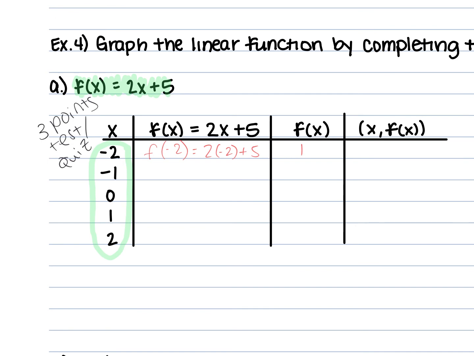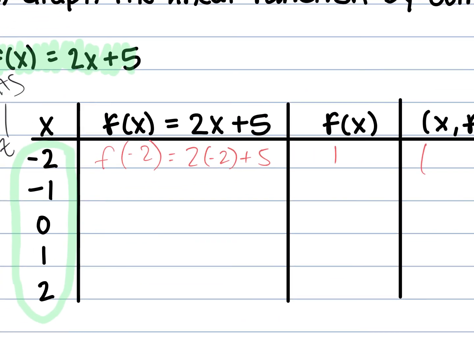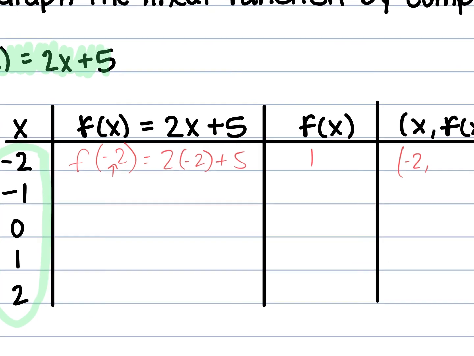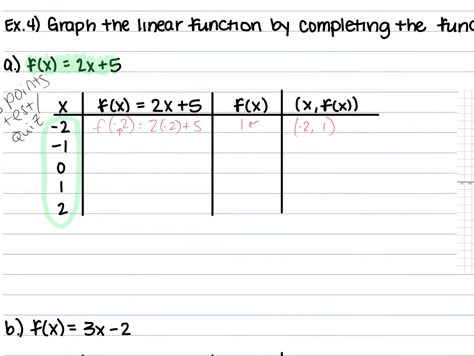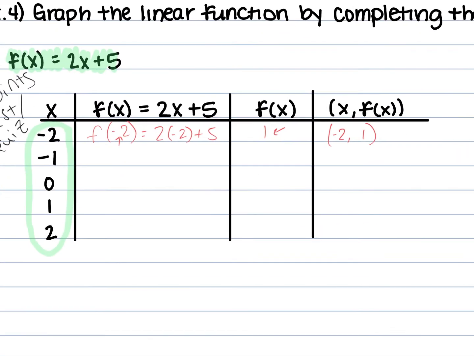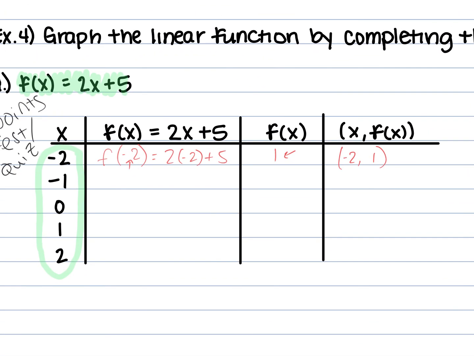So my coordinate has your input first. My input was this -2. So we're going to write -2, comma, and our output, we got 1, the 1 from over here. So -2, comma 1 is our first point. Find -2, 1, and put a dot there. That's our first point. Our second point is when we plug in -1.